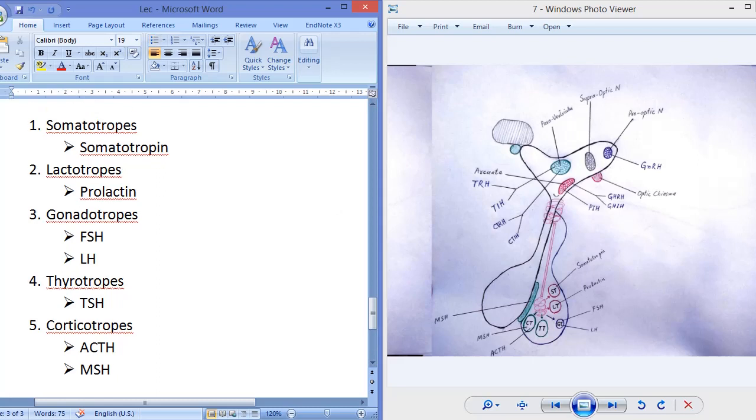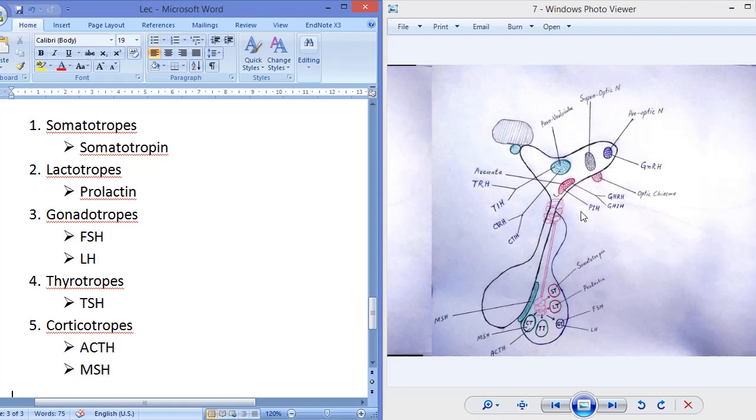As I have told you in the previous slide, the somatotrope is responsible for secretion of somatotropin, the lactotrope for the prolactin, the gonadotrope for follicle stimulating hormone and luteinizing hormone, the thyrotrope for thyroid stimulating hormone, and the corticotrope for adrenal corticotropic and melanocyte stimulating hormone. So what is the actual function of somatotropin?